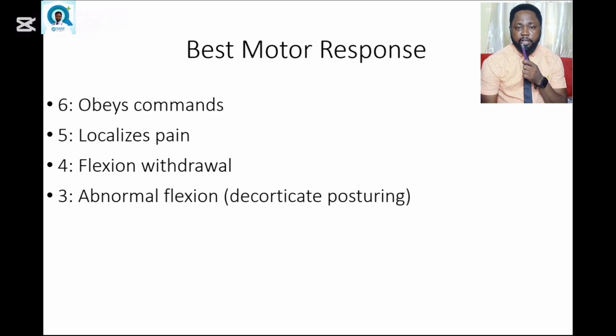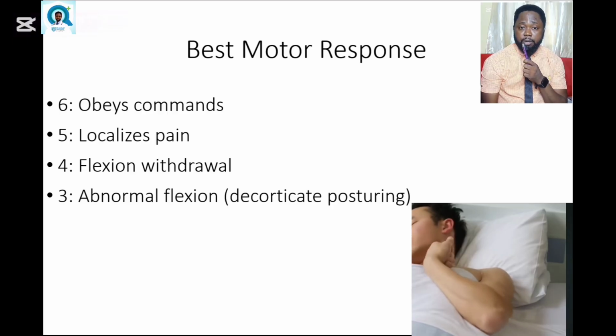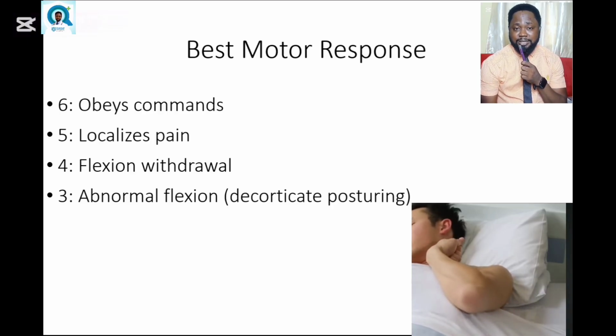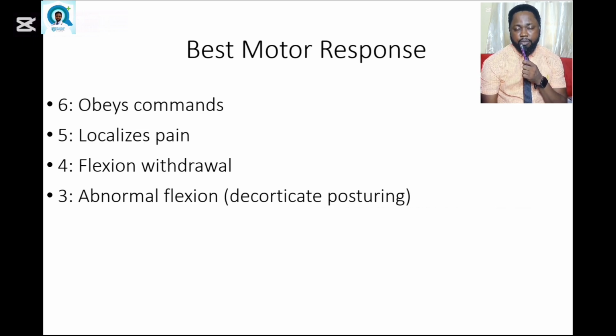The score of 3 means abnormal flexion, which is also called decorticate posturing. In this case, the elbow flexes and the arm comes across the body with flexed wrist and clenched fist. In the lower limbs, there is internal rotation of the hips, extension at the knees, and plantar flexion.